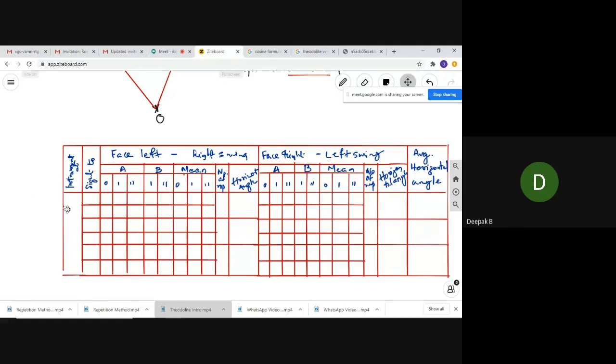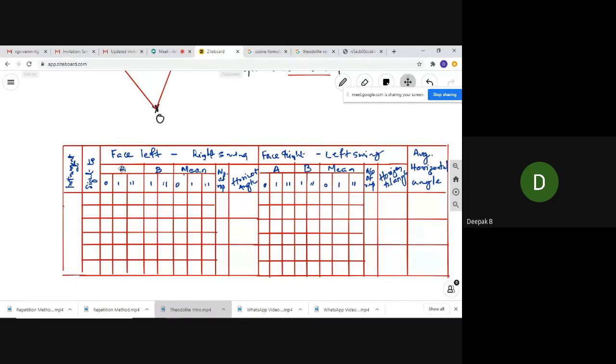Okay. You have a column here named Instrument at. You have to write the name of the instrument station. And then the second column is site 2. Okay, just write site 2, and there is a long row like this here. This is for face left right swing readings, and the other part is for face right left swing readings.